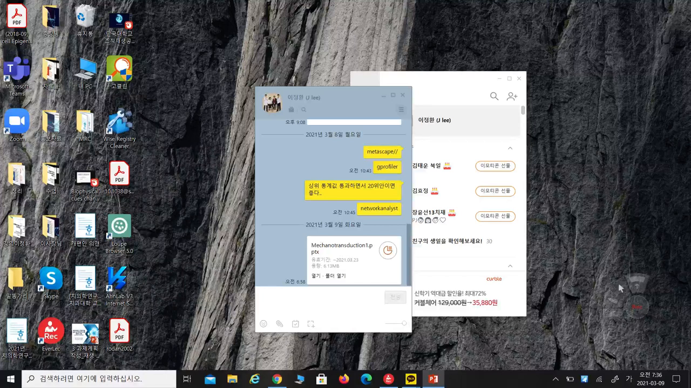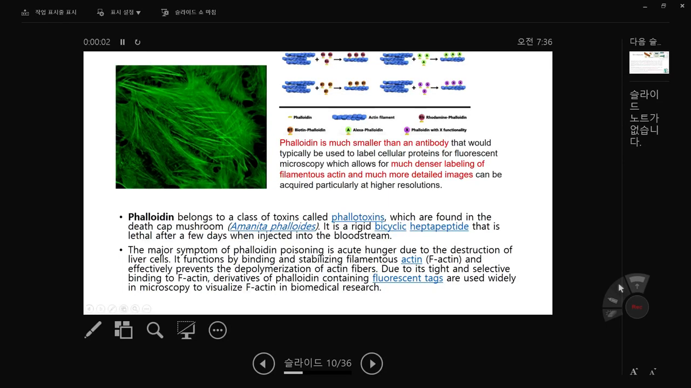So let's understand the phalloidin history. Phalloidin belongs to a class of toxins called phallotoxins, which are found in the death cap mushroom. So this is some mushroom poison. It is a rigid bicyclic heptapeptide that is lethal after a few days when injected in the bloodstream. So this is a very high toxin from the mushroom.